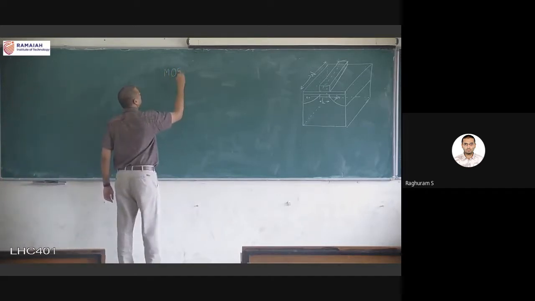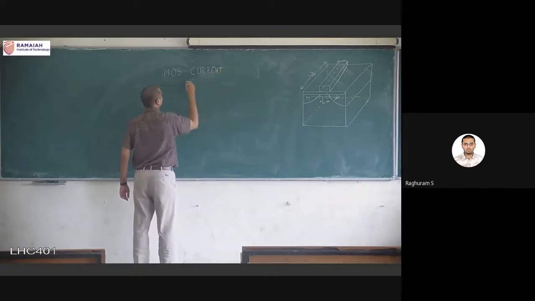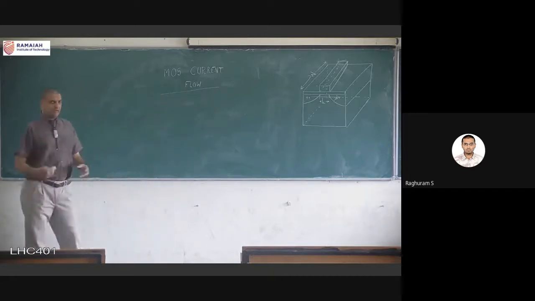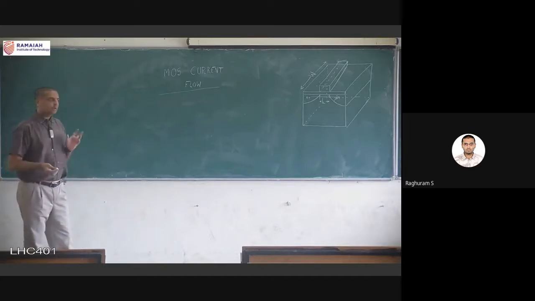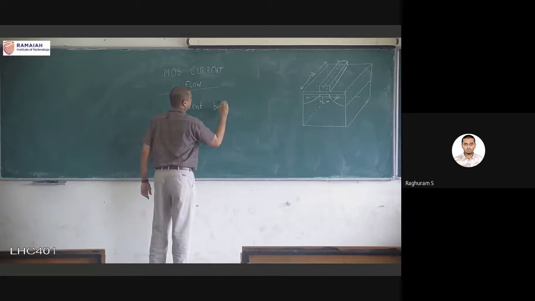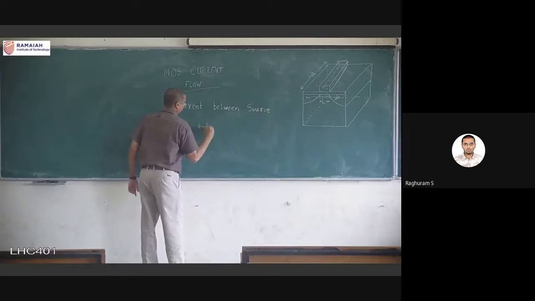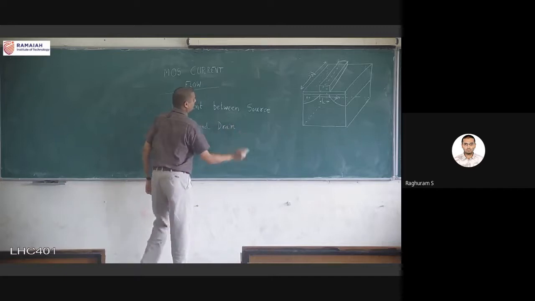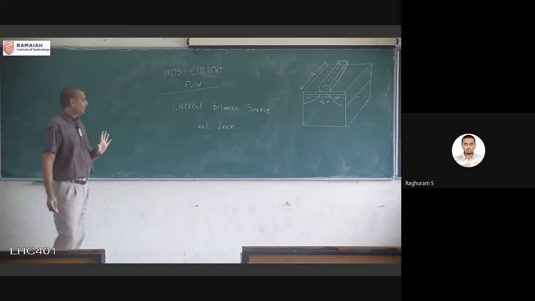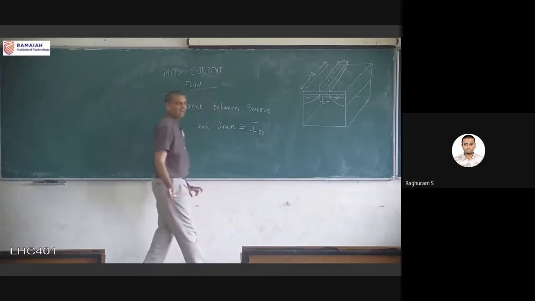So we are talking about MOS current flow. From a practical perspective, when they say MOS current flow, they are talking about the current, only one current, between the source and the drain. What is the current flowing between the source and the drain? And this current, we are also going to call IDS. NMOS or PMOS doesn't matter.